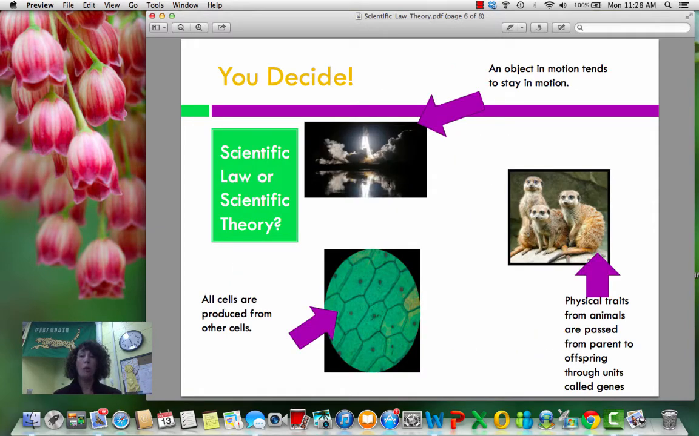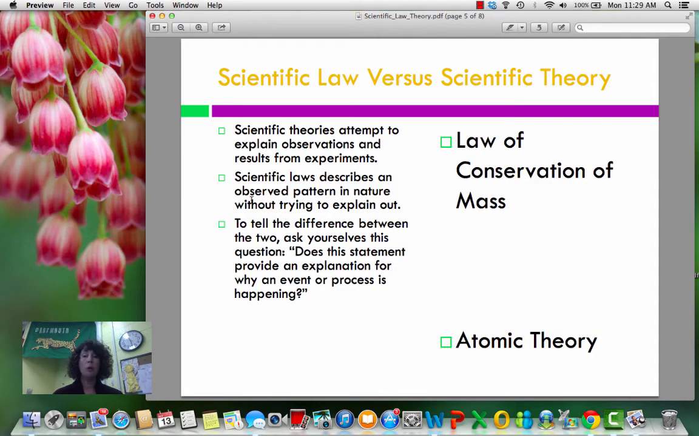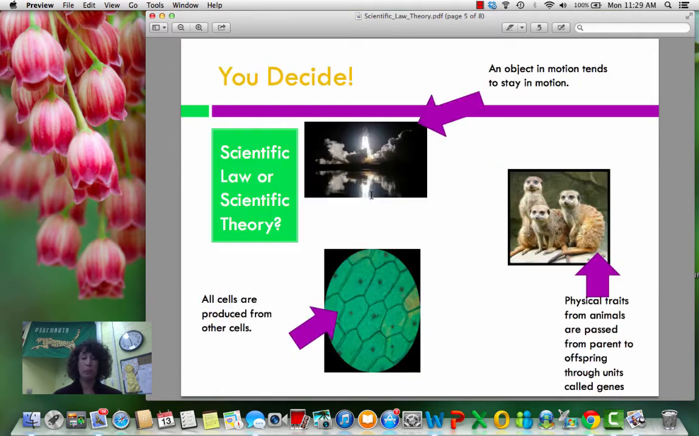So, what would be a law or a theory here? Your turn, try this out. An object in motion tends to stay in motion. Law or theory? All cells are produced from other cells. Law or theory? Physical traits from animals are passed from parent to offspring. Law or theory? So again, are we trying to explain observations, or are we describing an observed pattern in nature? What do you think?